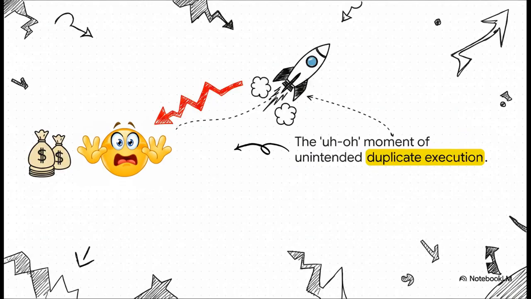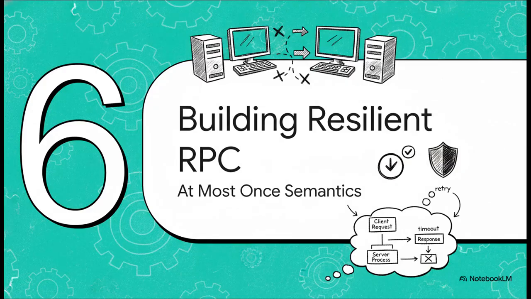Yeah, that's a big problem. If that function was withdraw $100 from my account, you just took out $200. If it was fire the missiles, well, you get the picture. Accidentally running things twice is one of the cardinal sins in distributed systems. So how do we fix this?